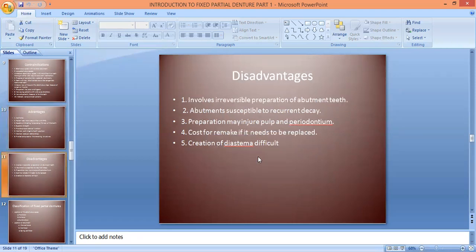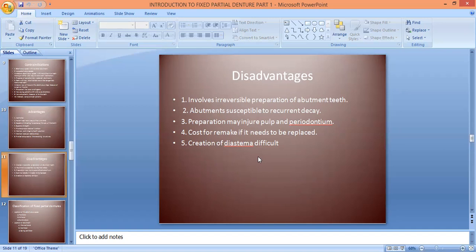Disadvantages include that the creation of diastema is difficult, because in a few patients whose natural teeth might have had a diastema, they might ask you to replicate the same with the artificial teeth. So that will be difficult. And the cost of remaking, if it needs to be replaced.